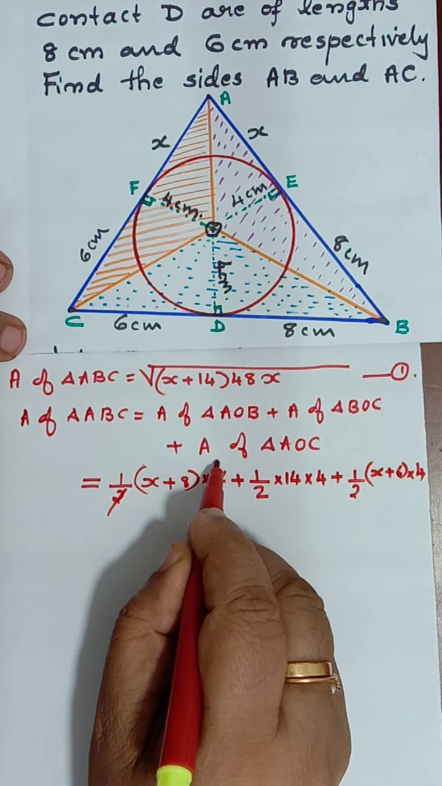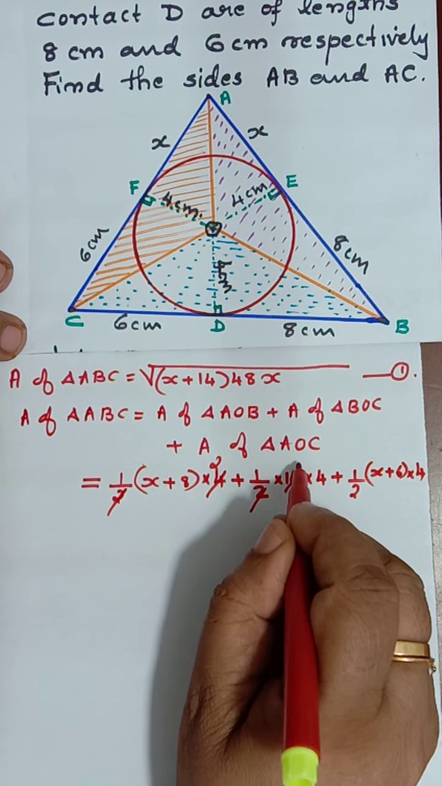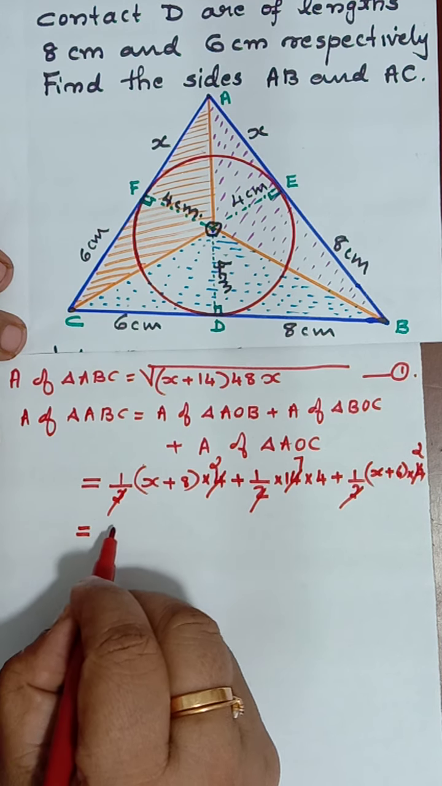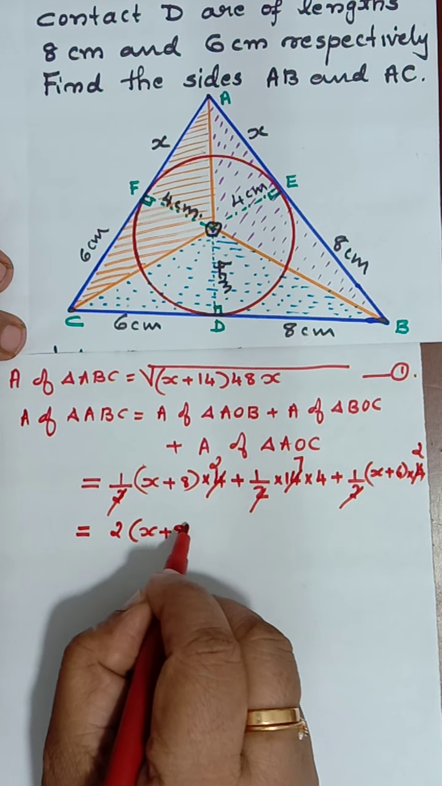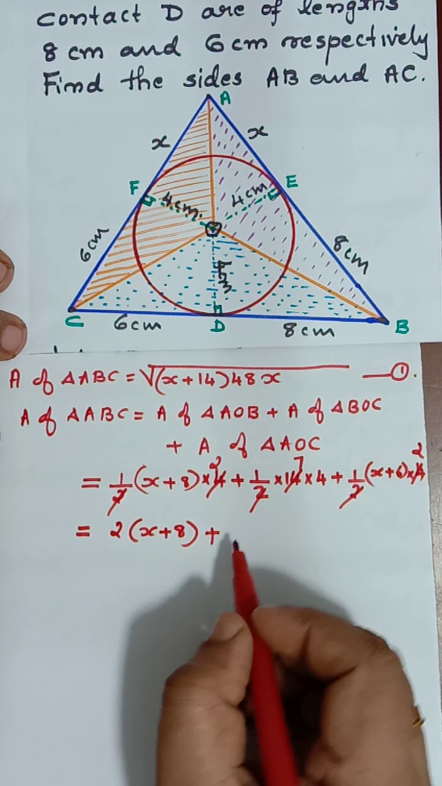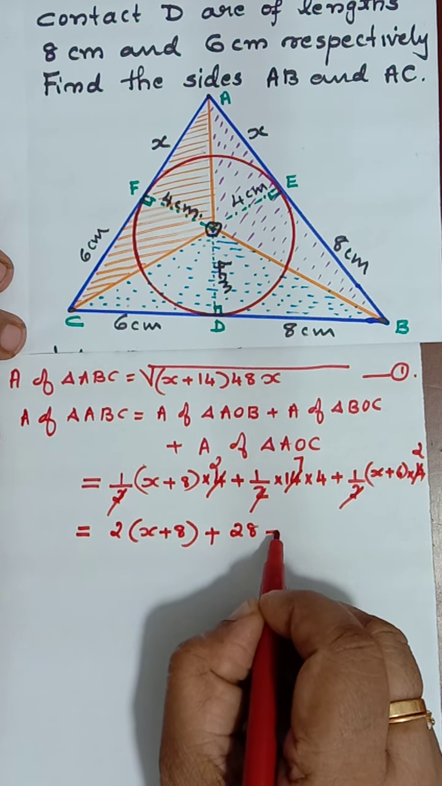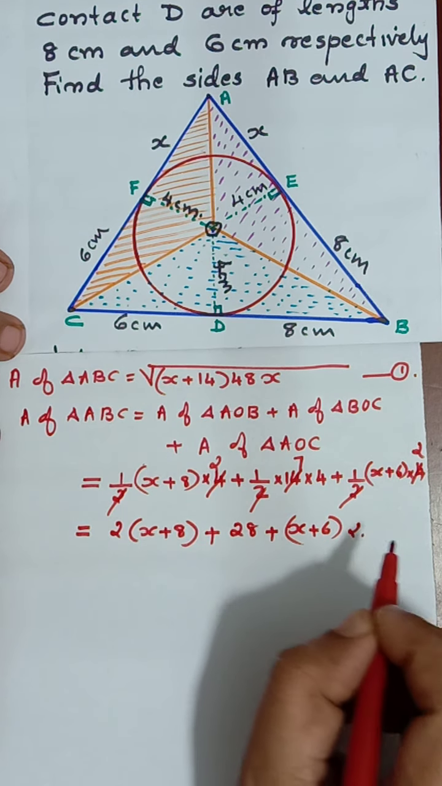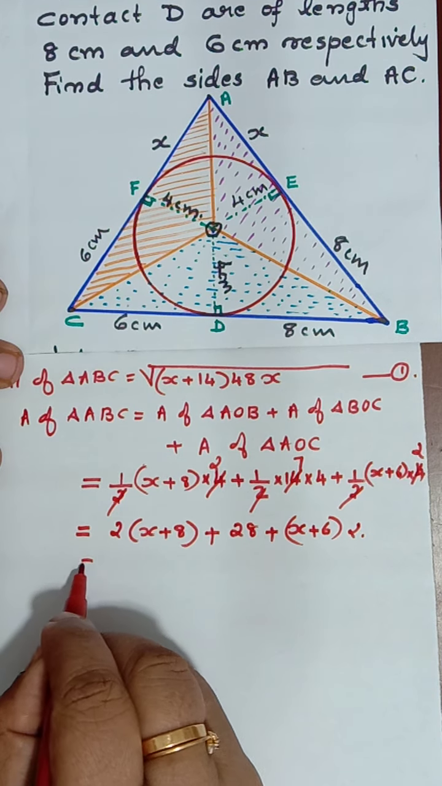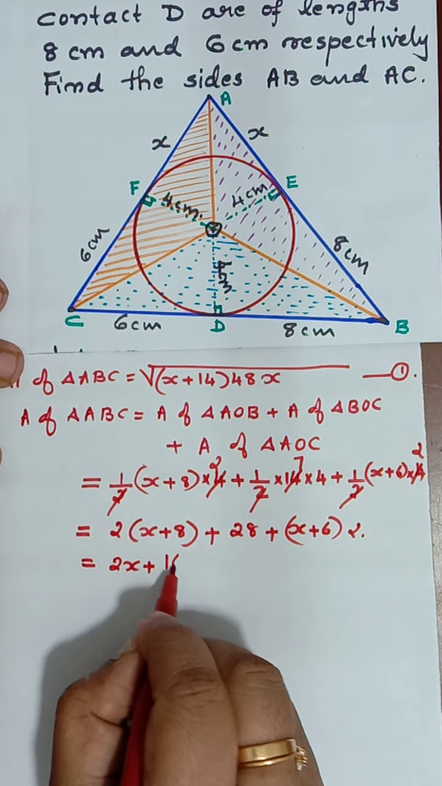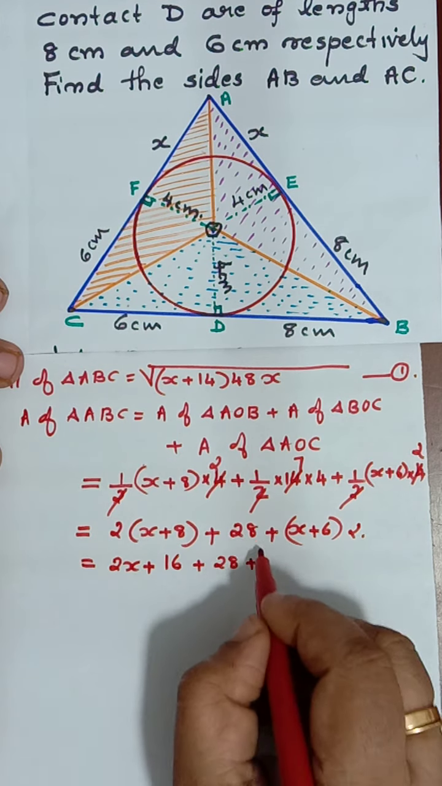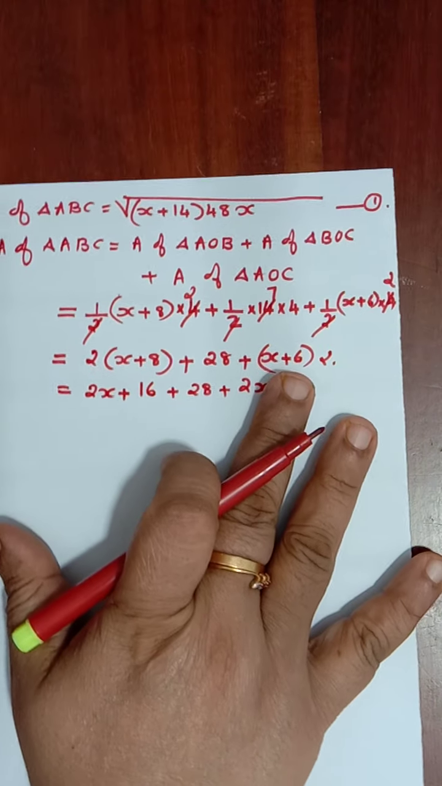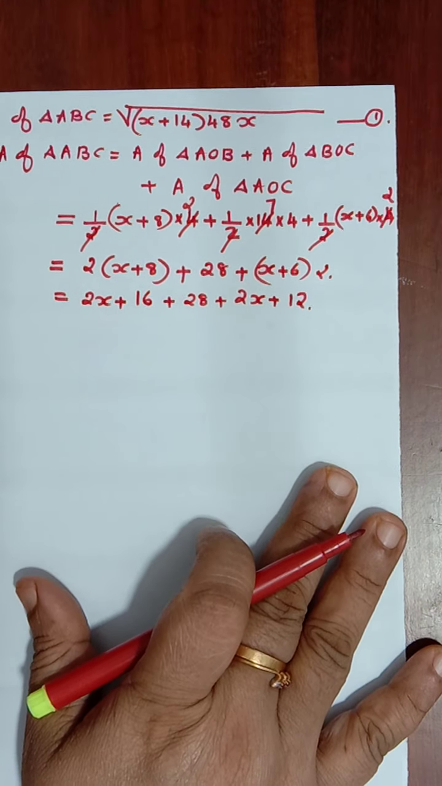So this 2 and 4 can be cancelled. We are getting 2. Here 2 and this 4 is 2. So we are getting 2 times x plus 8 here. x plus 8 into 2 plus 7 4s are 28, plus x plus 6 into 2. Okay, so we can simplify that. It is 2x plus 16 plus 28 plus 2x plus 12. This is how we can do it. Now take the sum.